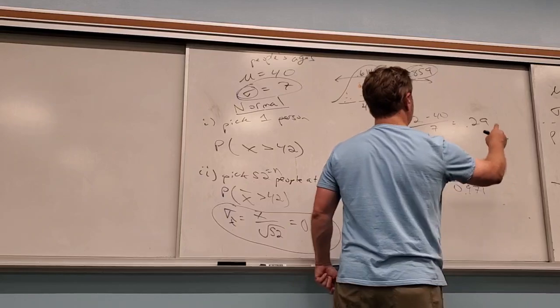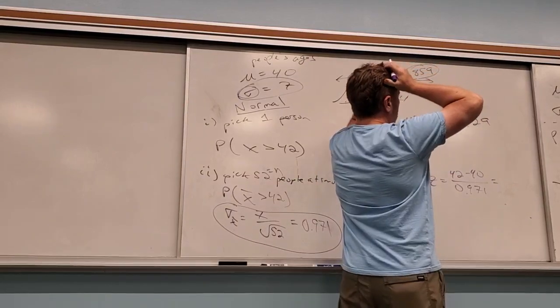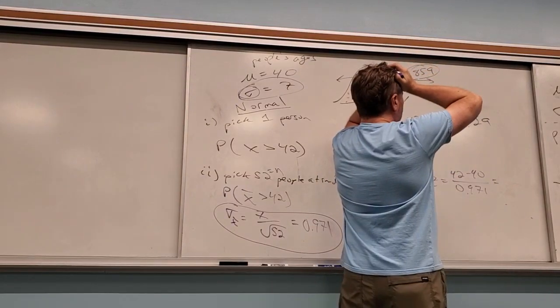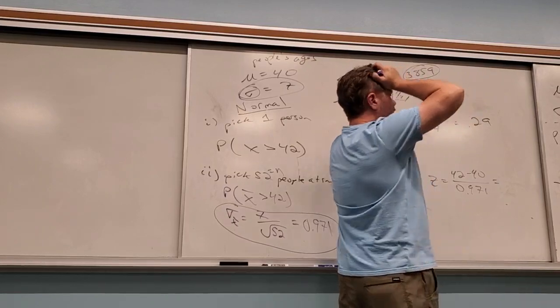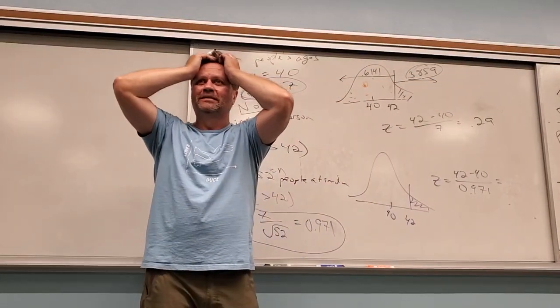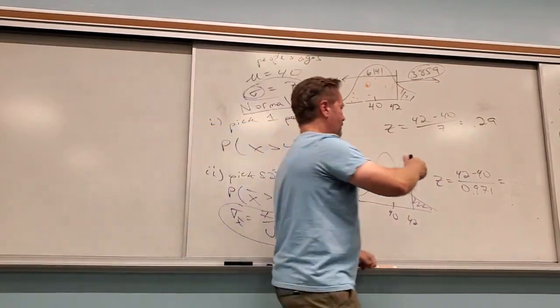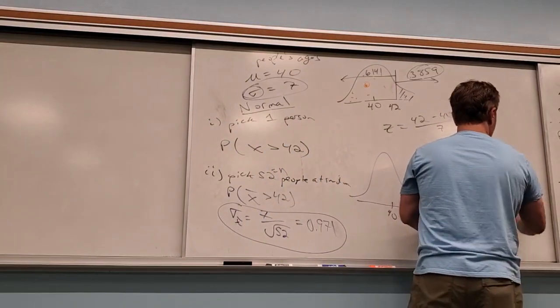Where was it? Yeah, so it's roughly 0.97. I'm going to say that's going to be 2.13. Damn, I went the wrong way, okay. I can get kind of close.